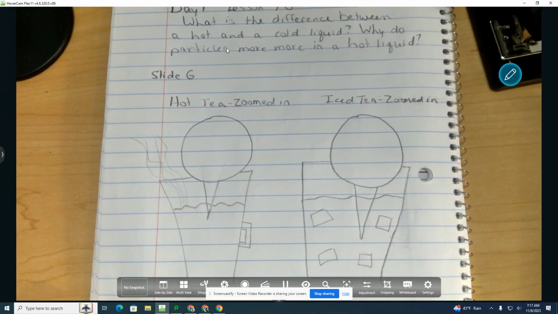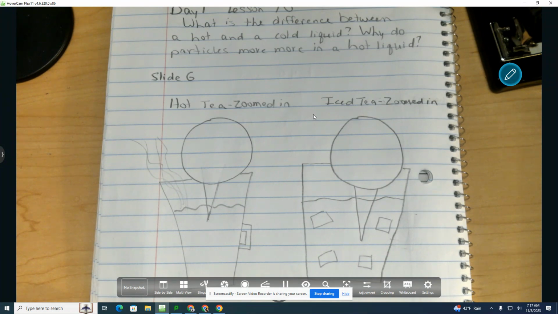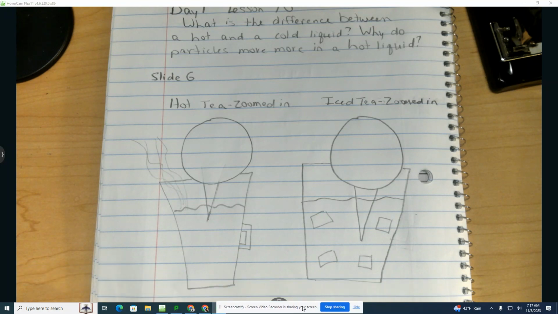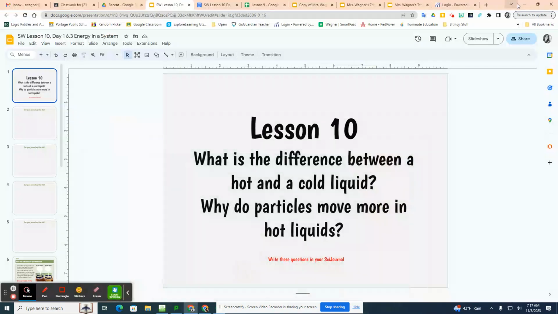So you're going to then go to slide G, and before you do that, what you're going to need to do is draw these models where you will be drawing particles inside this zoomed in image of what particles look like in hot tea versus what particles look like in iced tea. So get that set up first.